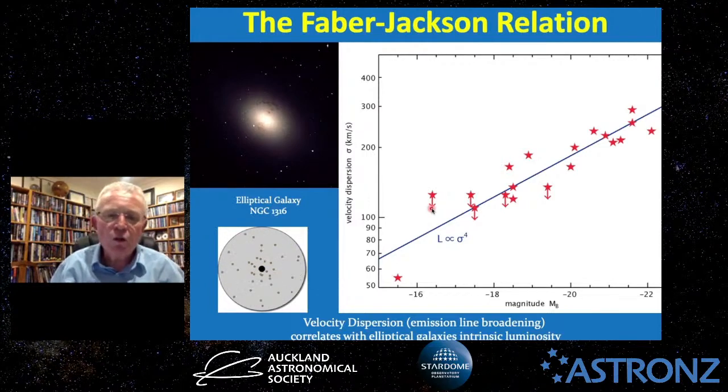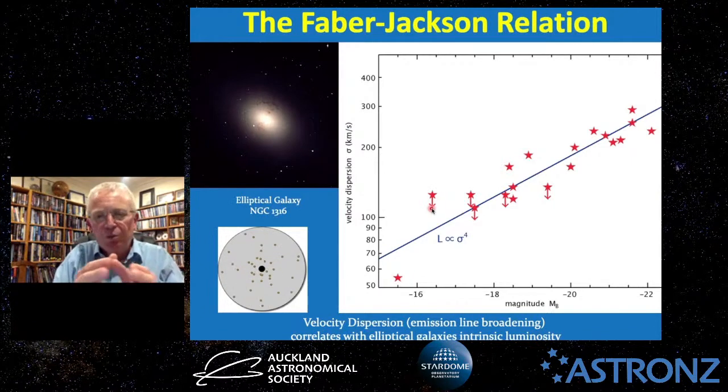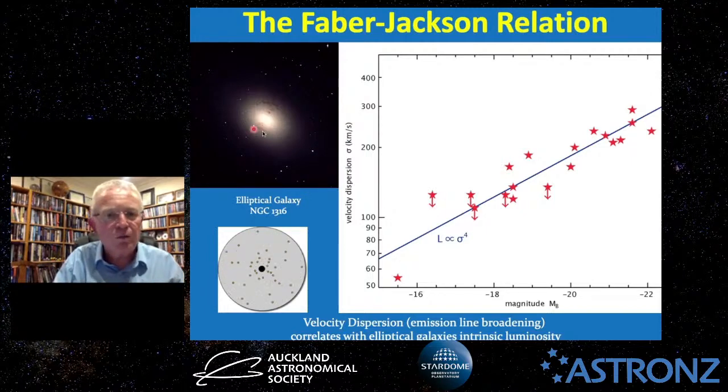So astronomers measure velocity dispersion, which is the spread of velocities from the slower velocities to the faster velocities in the center. They get this little central part, the brightest part of the elliptical galaxy here. And then they measure the spread of velocities. And that is apparent by how broadened the emission lines get spread out.